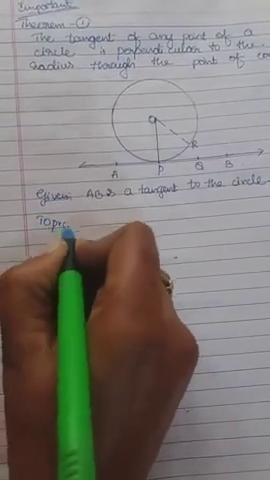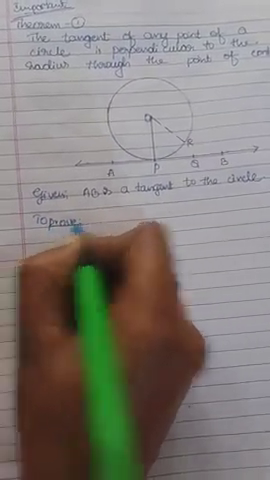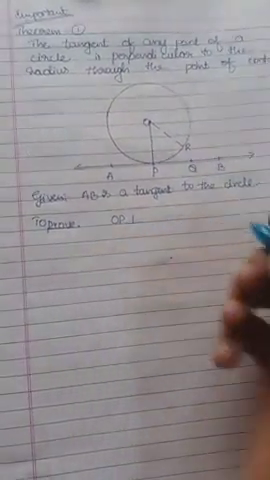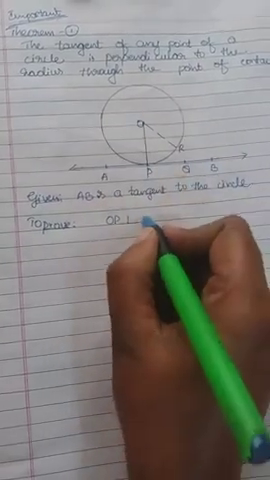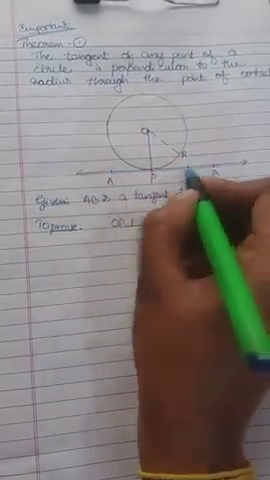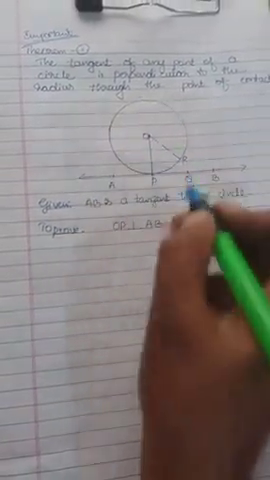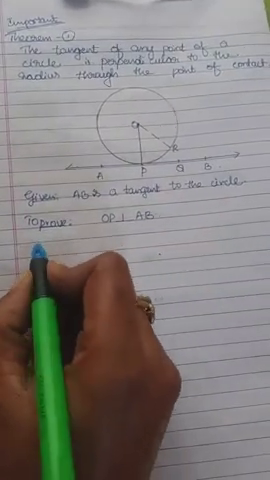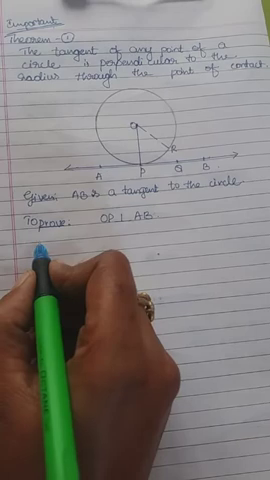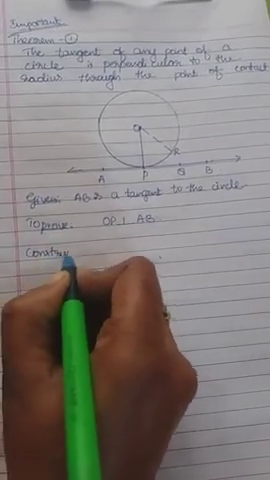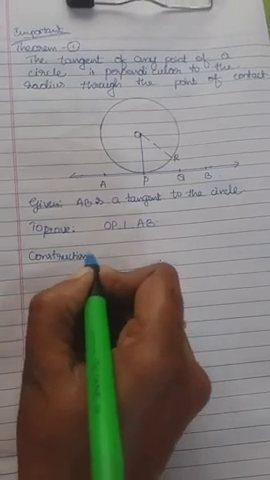And to prove, so what do we want to prove? To prove is, I told you already, OP is perpendicular, the perpendicular symbol, to what? To the tangent, I mean AB. So to prove OP is perpendicular to AB, that is what we want to prove. And next thing is construction. So let us write the extra construction we have done here.